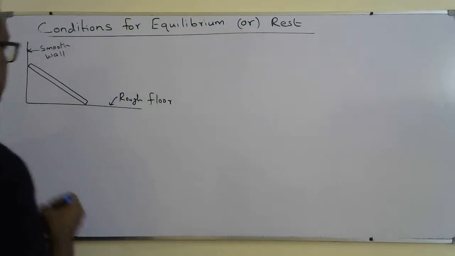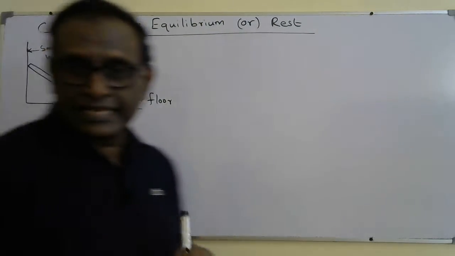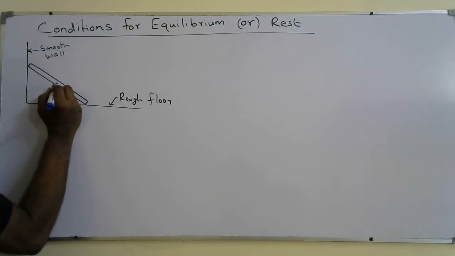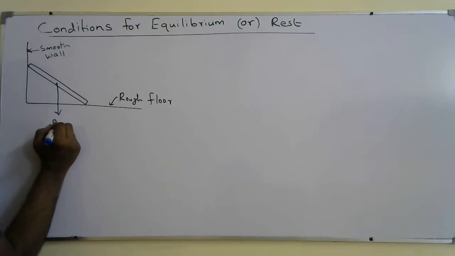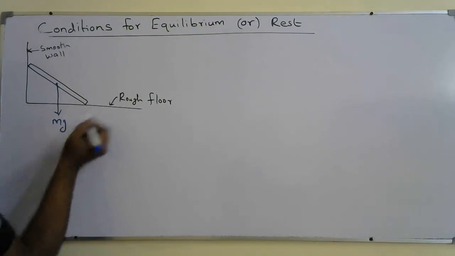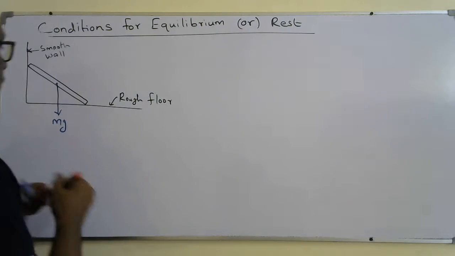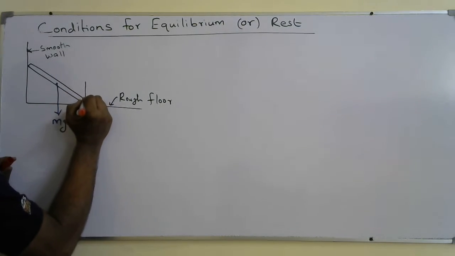So the weight will act, because I said it's a uniform rod, we'll take the rod as uniform. So the weight will act at the center. The weight of the rod will act at the center. And there will be a normal reaction from the floor. So let it be R1. There will be a normal reaction from the floor, R1.